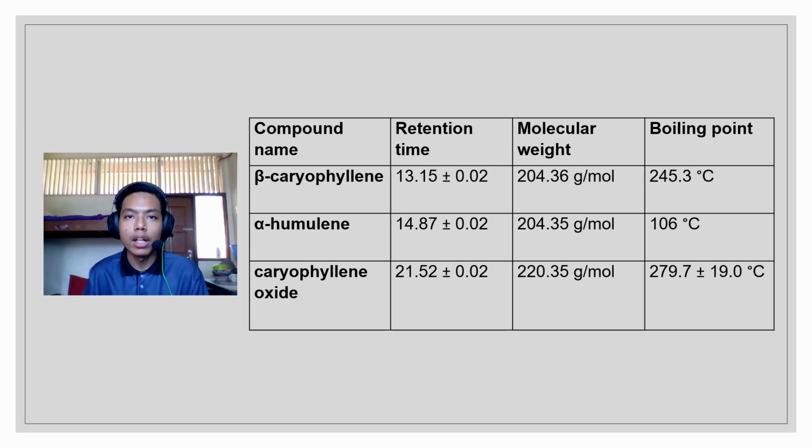The gas chromatography flame ionization detector test revealed retention durations of 13.15, 14.87 and 21.52 minutes for beta-caryophyllene, alpha-humulene and caryophyllene oxide respectively. The presence of an impurity eluted after beta-caryophyllene was discovered, and a chromatogram of beta-caryophyllene peaked at 14.9 minutes. According to the mass fragmentation profile identified in gas chromatography mass spectrometry, this little peak corresponds to alpha-humulene.